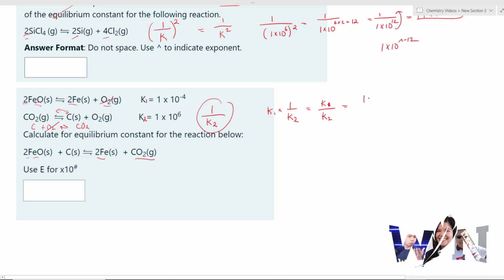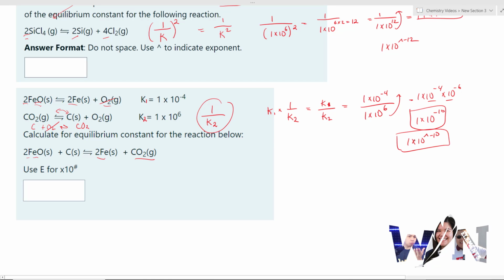So let's plug it in. 1 times 10 to the negative 4, divided by 1 times 10 to the 6. Now, remember that when we bring this up, we just take the opposite sign. So all you have to do is this: 1 times 10 to the negative 4 times 10 to the negative 6. And look at that, the same base. What happens? You add the exponents together. 1 times 10 to the negative 10. There you go. And we type this in as our answer right here: 1 times 10 to the negative 10.